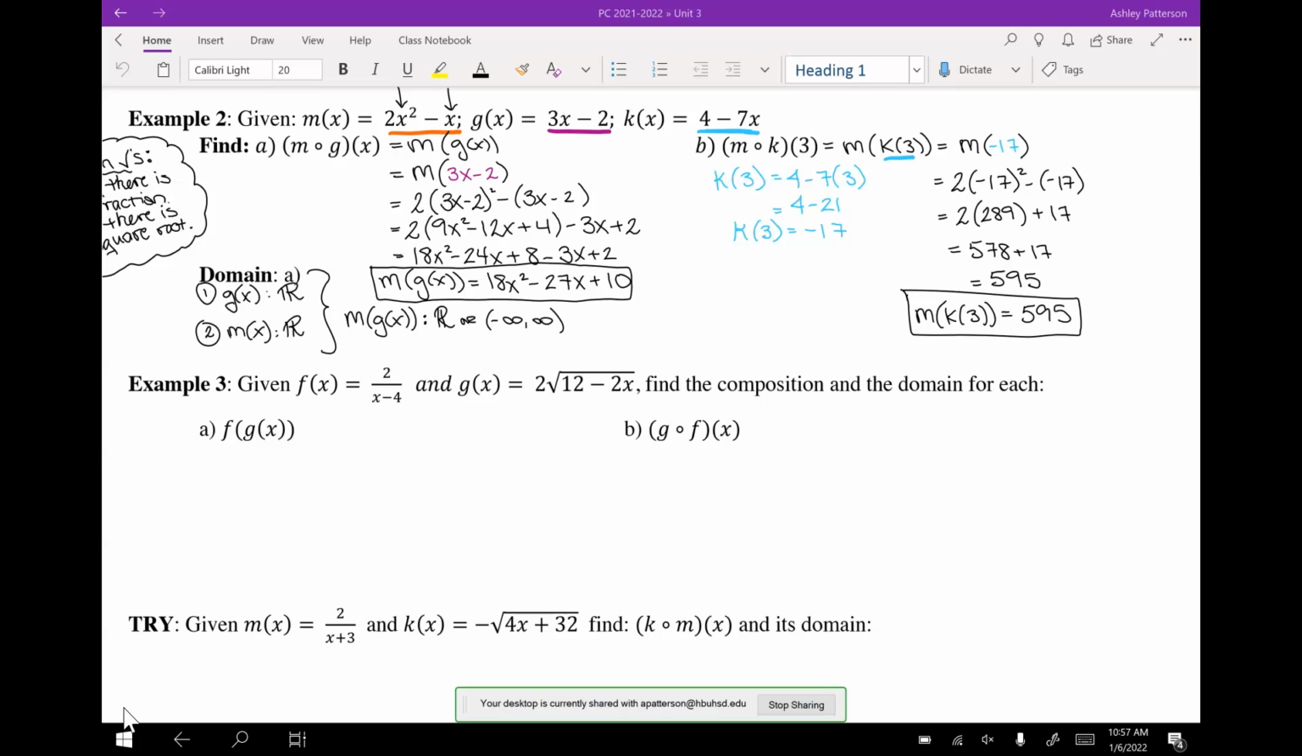So today we're going to practice composition yet again, but I feel like, especially after the homework, we're pretty decent at that, yeah? Okay, especially after D, right? But it's really the domain we need to focus on. So let's look at example number 3.